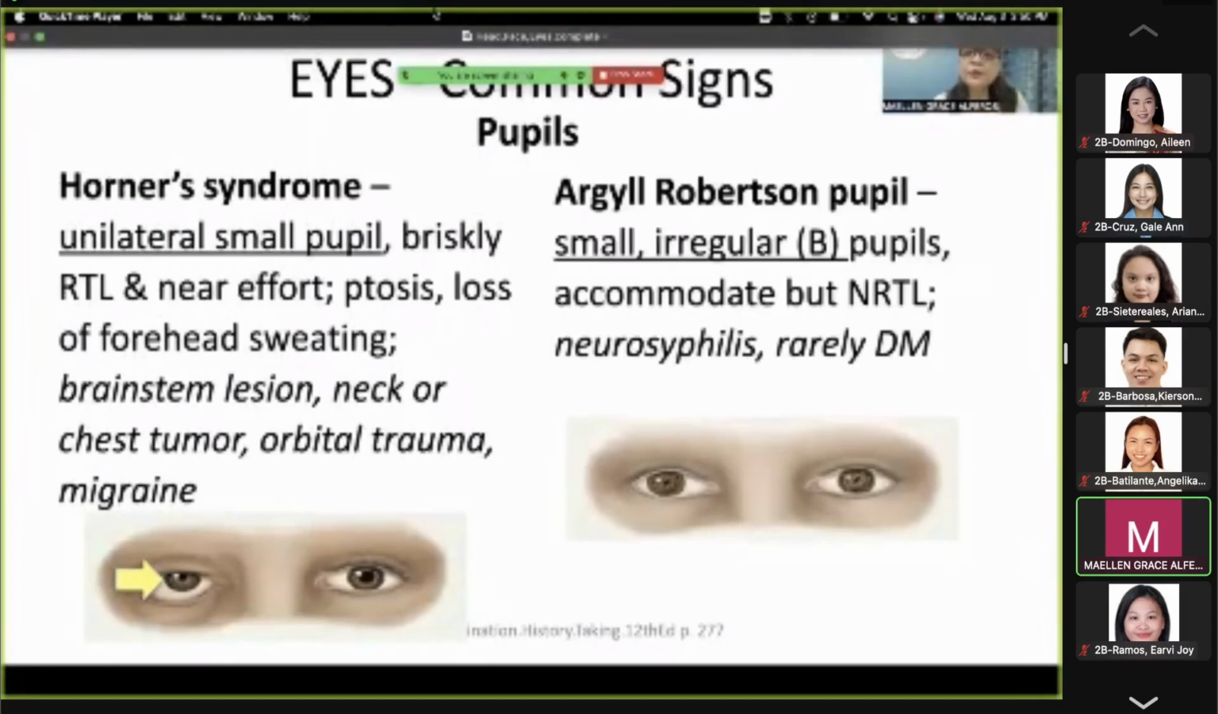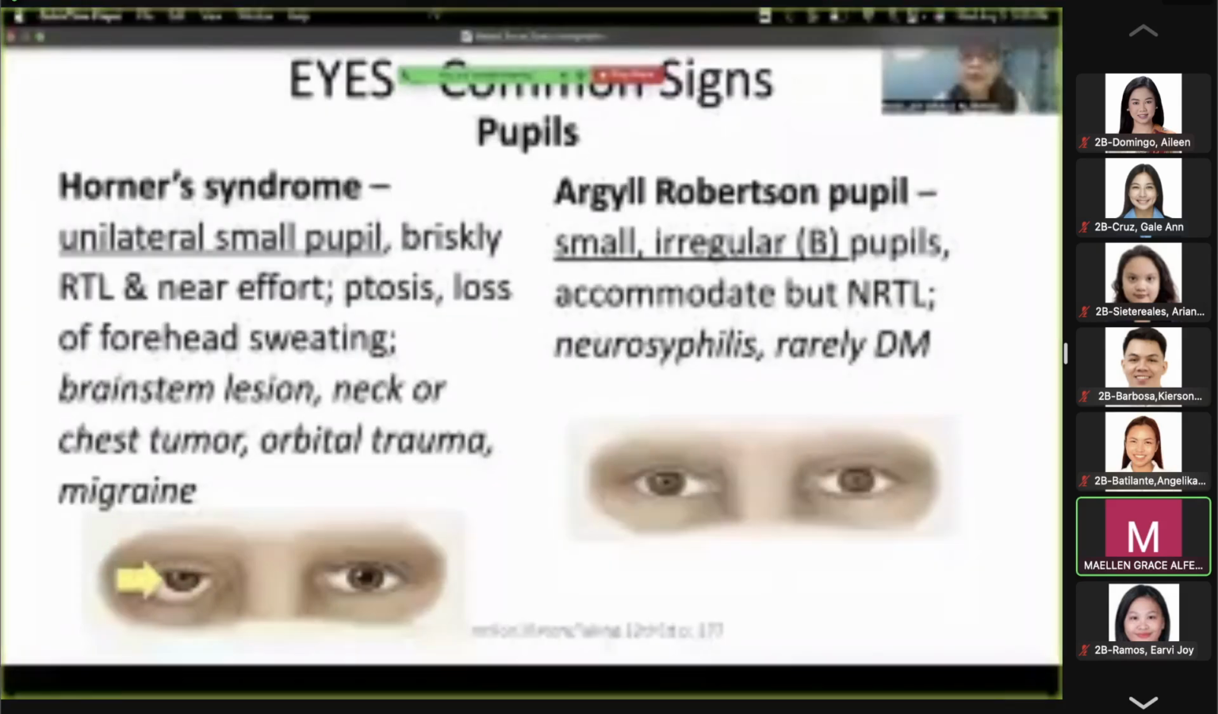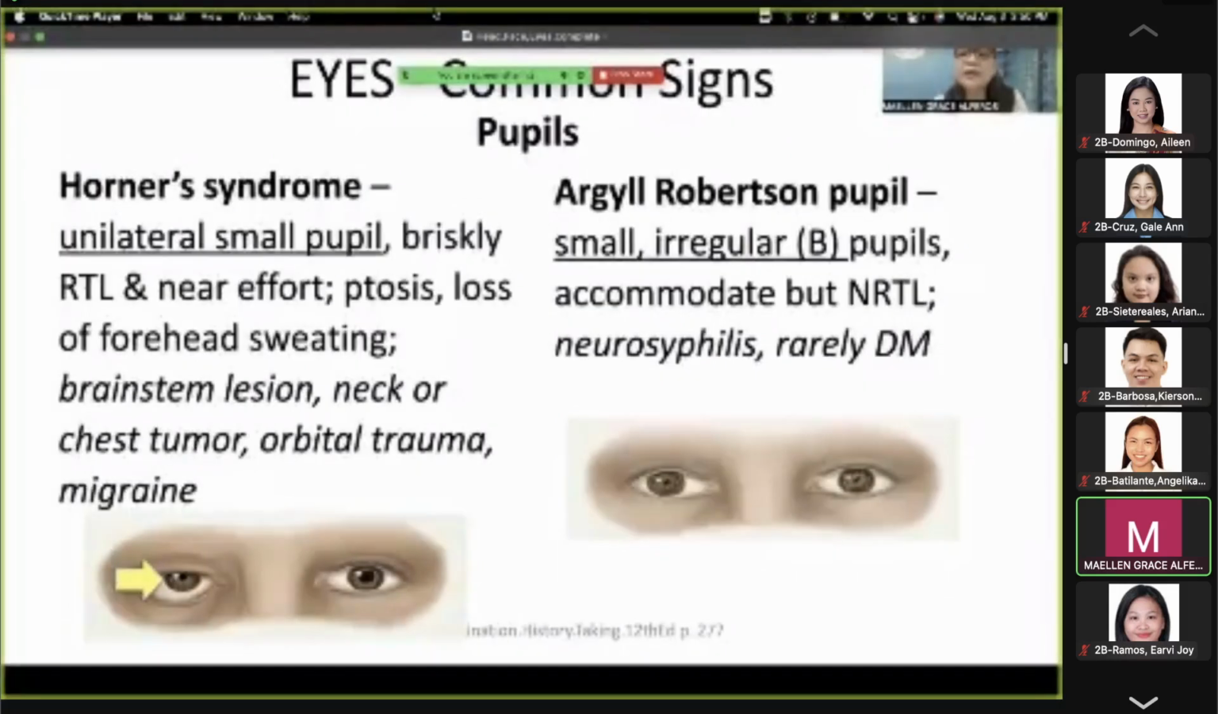In contrast to Argyll-Robertson pupil. So Argyll-Robertson, two names, it's bilateral, so two pupils are affected. It is small and irregular, and there is accommodation, but there is no reaction to light. Now, this is usually seen in neurosyphilis, rarely in diabetes mellitus.